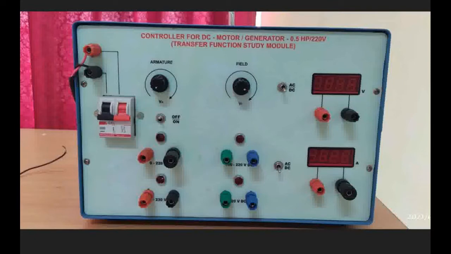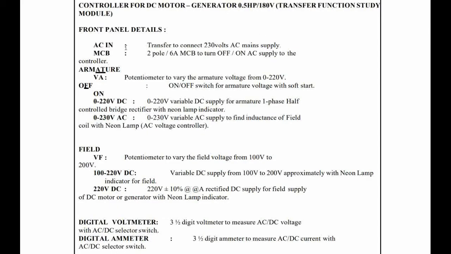In order to measure the voltage, a voltmeter is given, and to measure current, an ammeter. If we require AC values, we change this knob upward. If we require to measure DC values, we change this knob downward. This MCB controls the entire supply of this module. On the DC module front panel there is a 2-pole, 6 ampere MCB to turn the AC supply on and off.